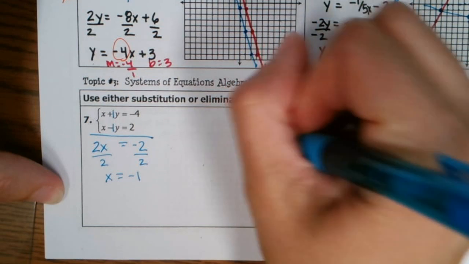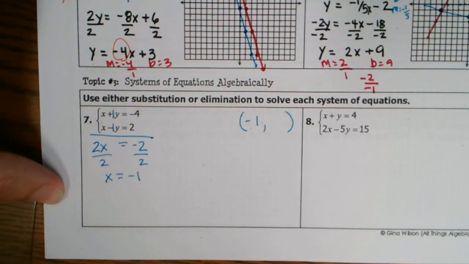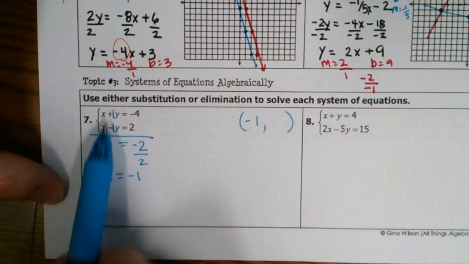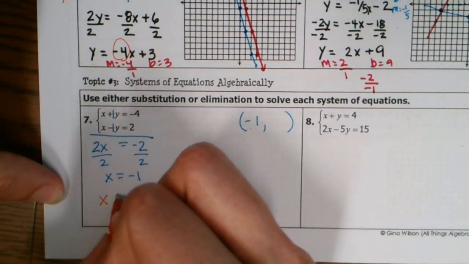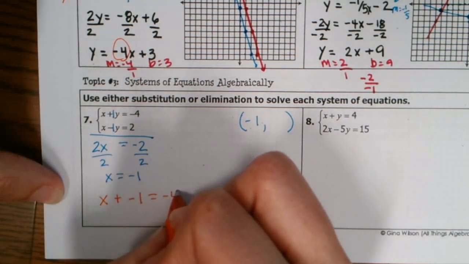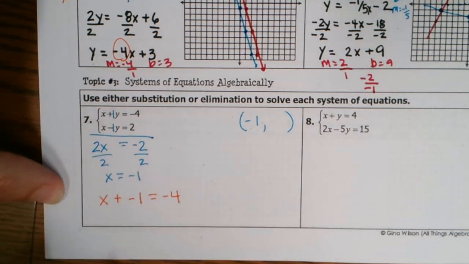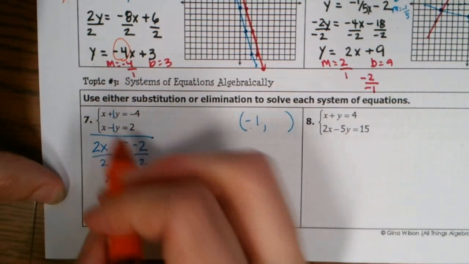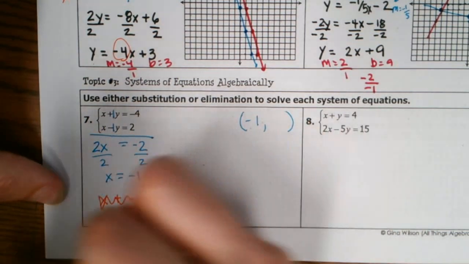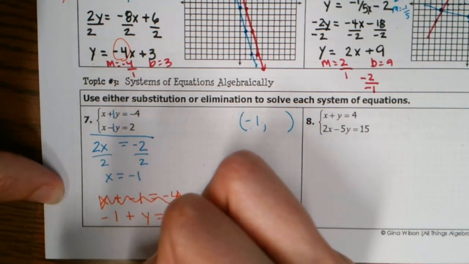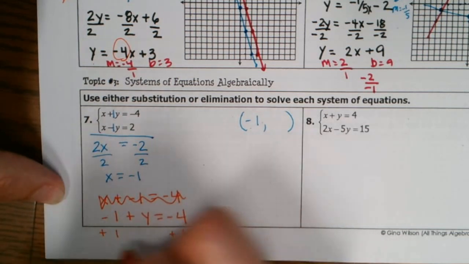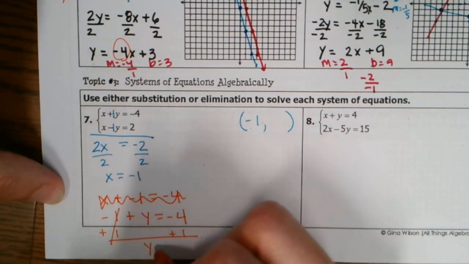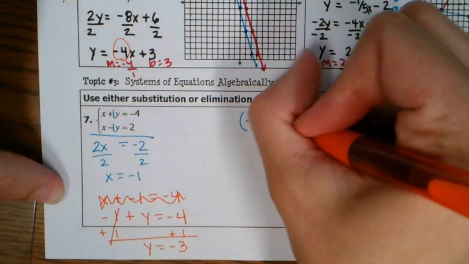So for our solution, we found our x value. We still need our y value. You can pick either equation to plug that -1 into. It doesn't matter which one. If I picked the top equation, I replace the x with the -1. So -1 plus y equals -4. So I just took the top equation, replaced the x value, and I'm going to solve. So I have to add 1 to each side, these cancel, and y is equal to -3.